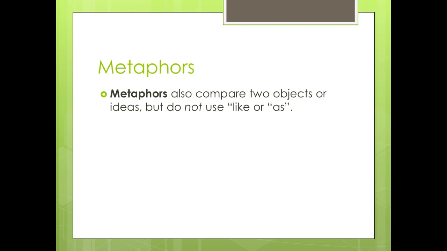When we use metaphors, we are comparing two objects, but we are not using like or as. So you're looking at things like, he has the heart of a lion. You're comparing a person to a lion, but you're not using like or as. Compare that to, he is as brave as a lion. So again, there's no like or as in a metaphor. Metaphors are something you see in poetry as well.